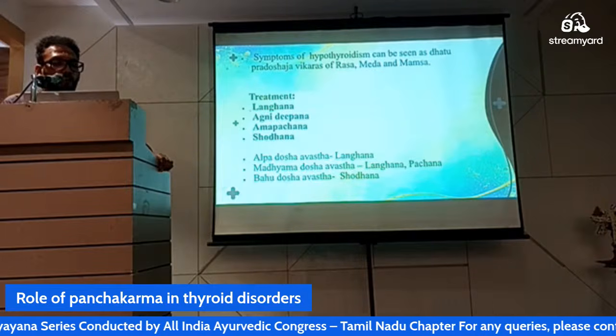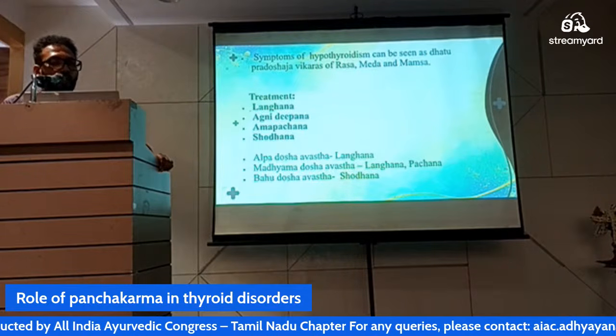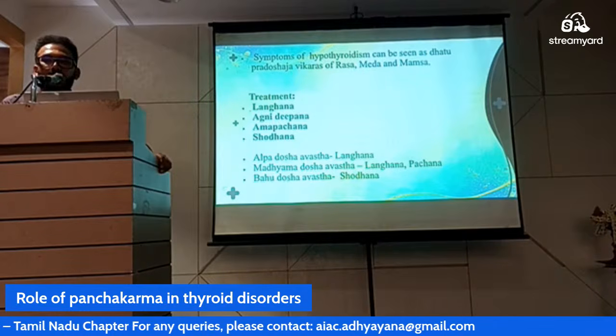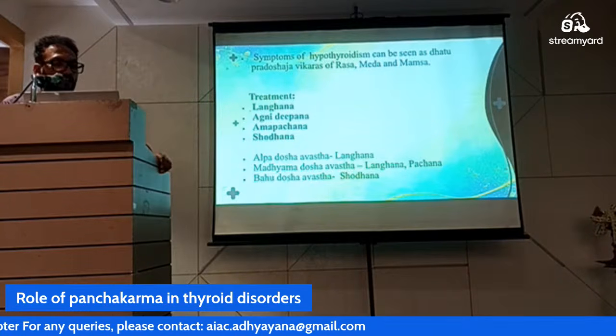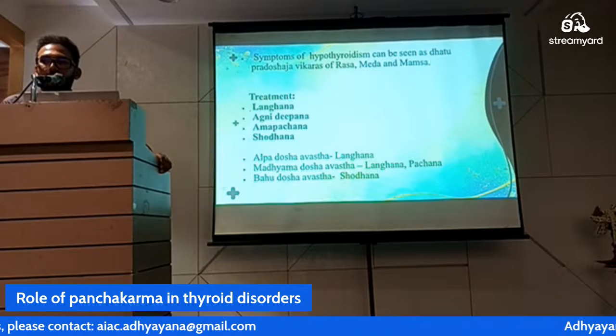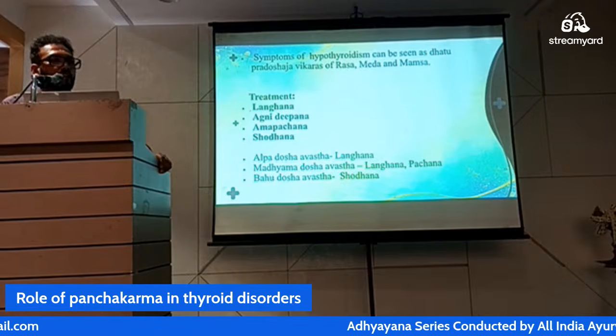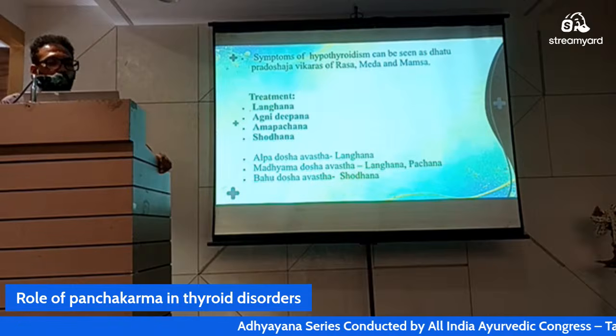So symptoms of hypothyroidism can be seen as Dhatu Pradoshaja Vikaras of Rasa, Meda, Mamsa. The treatment which is approached is Langana, Agni Deepana, Amapachana and Shodhana. And as Acharyas have told, when there are Alpa Dosha Lakshanas, we have to go for Langana. In Madhyama Dosha, go for Langana and Pachana. And when there is Bahudosha Avastha, go for Shodhana.